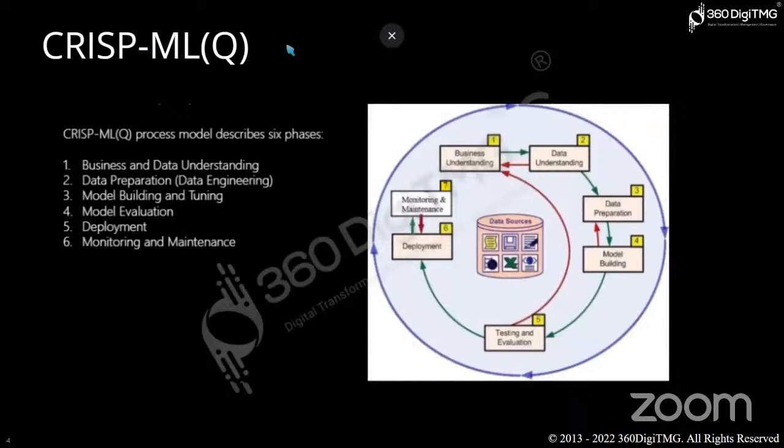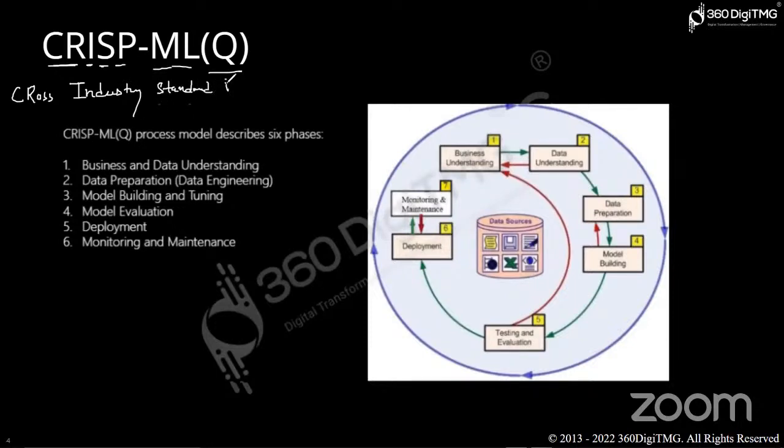Now, this CRISP-ML(Q) is also known as Cross Industry Standard Process for Machine Learning with Quality Assurance.